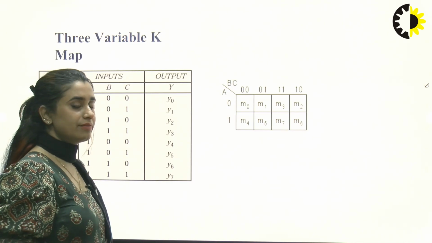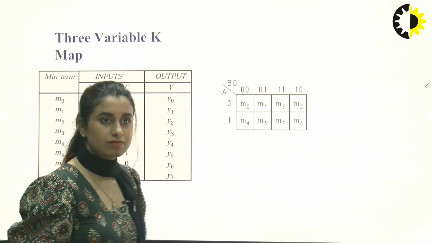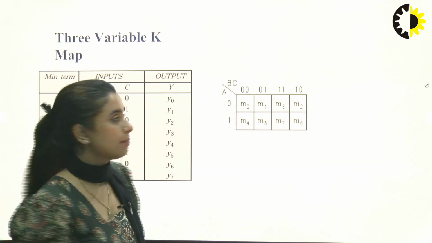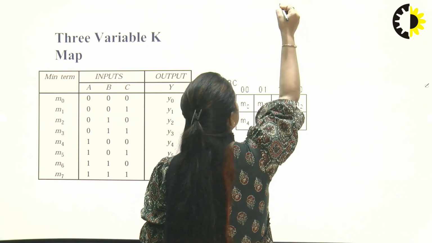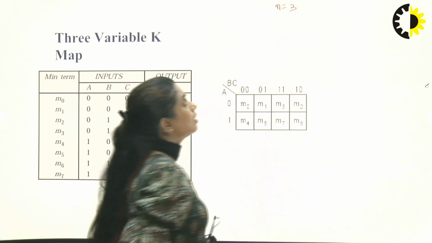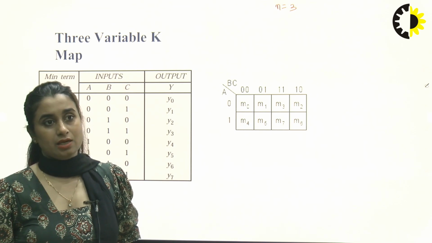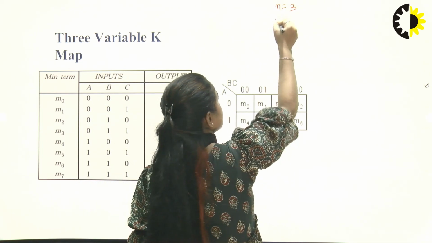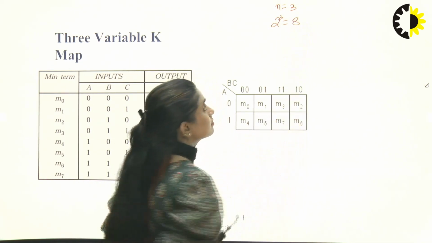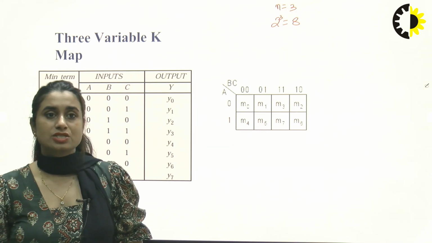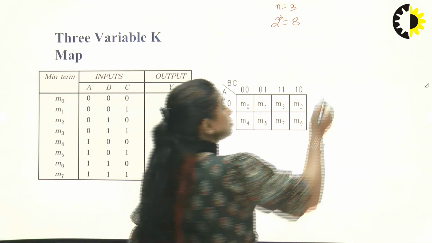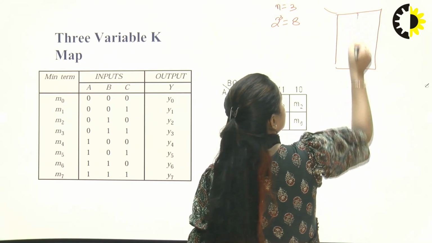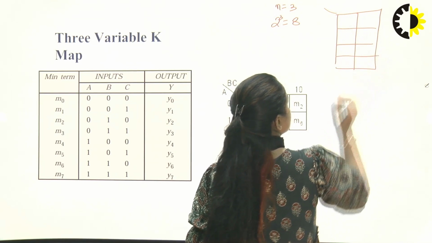Now let's talk about 3 variable K-maps. How do we solve 3 variable K-maps? Now if it is a 3 variable K-map, n equals 3, how many squares do we need to represent the map? It would be 2 to the power 3, which is 8. That means we need 8 squares to represent it. So those 8 squares could be either this way or this way.